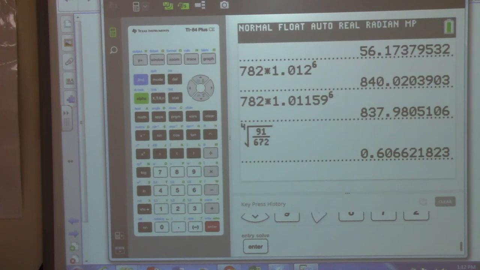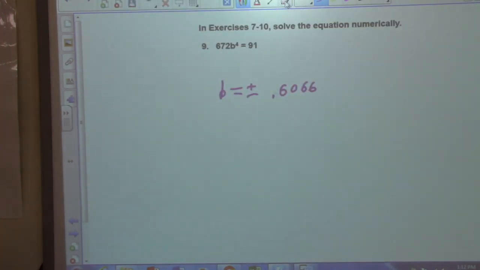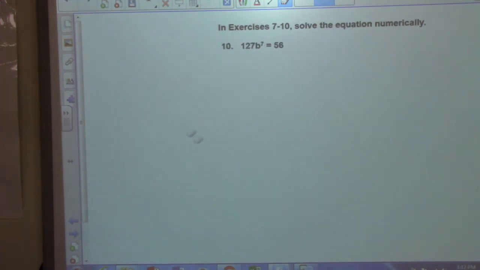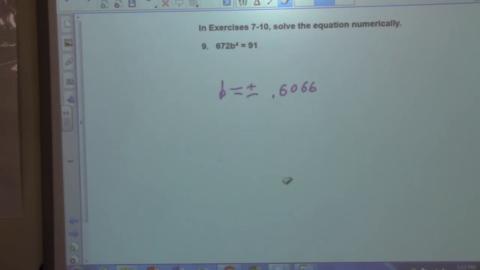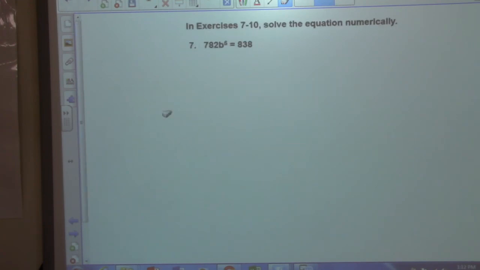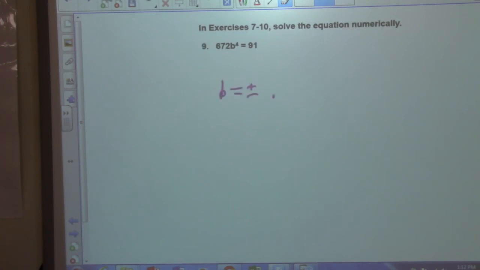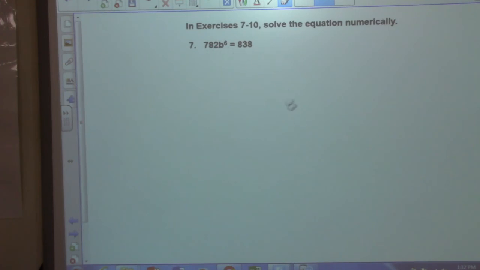Okay, Adam, to redeem yourself, I want you to do number 10. So Adam will get redemption from number 10. Can you go back to number 7 real quick? I don't know where I messed up. Number 7, excuse me. For our answer, it's supposed to be plus or minus, because it's to the 6th. Yeah, it should be plus or minus.